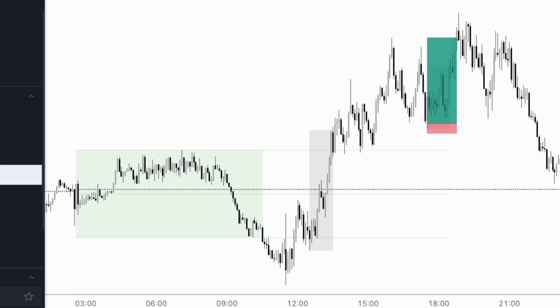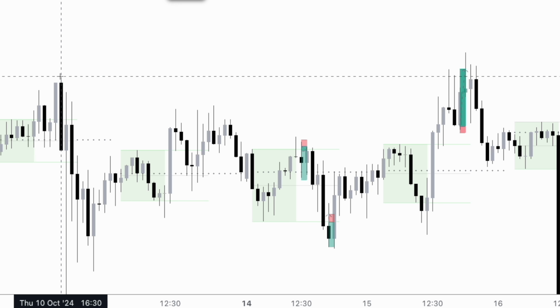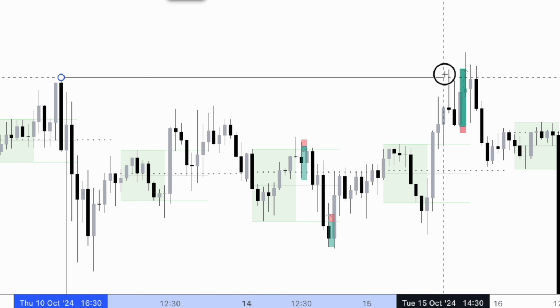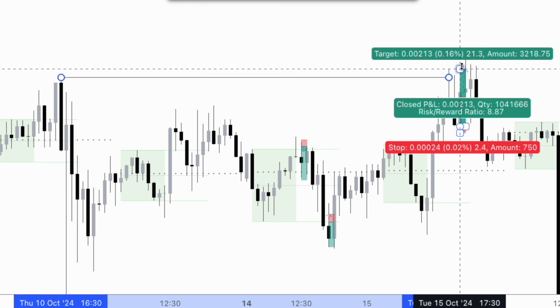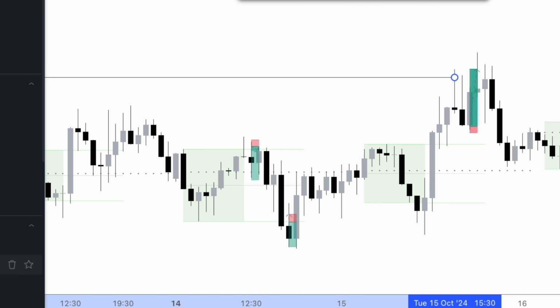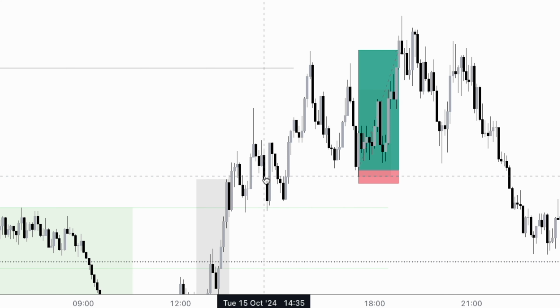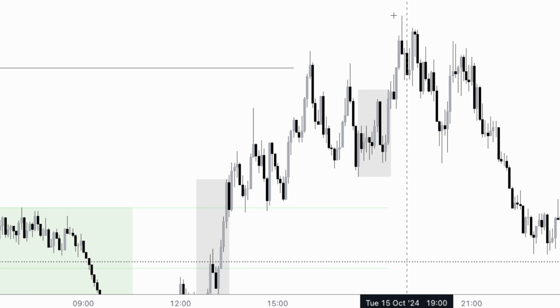First, let's go to higher time frame. This was the trade, and price already took out this high this week. Okay, this was pre-New York session. Now let's go down to 5-minute time frame. So let's delete this first.